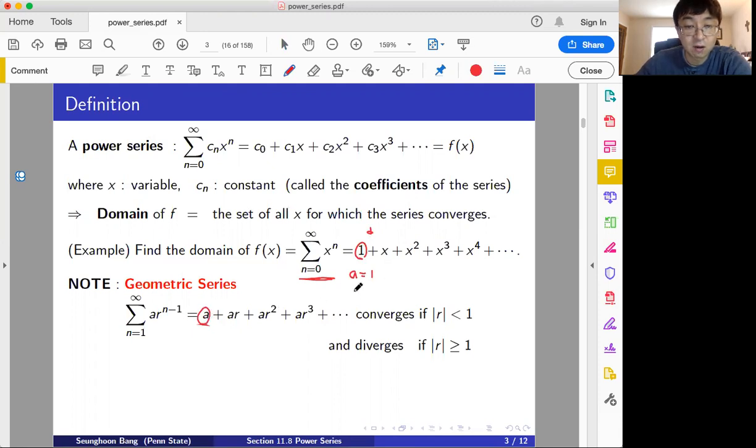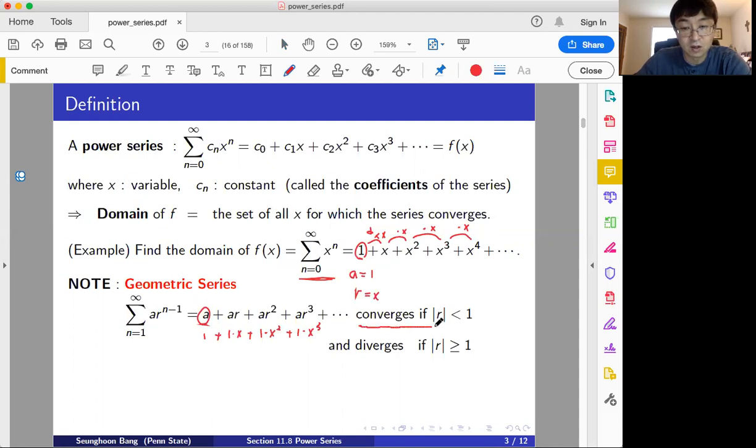Like this, what is r? r is x here. This is 1 plus 1 times x plus 1 times x squared plus 1 times x cubed. Exactly, x is r. How can you find x from 1 times x? How can you find x squared from x times x? How can you find x cubed from x squared times x? How can you find x to the 4 from x cubed times x? Exactly, x is the common ratio r.